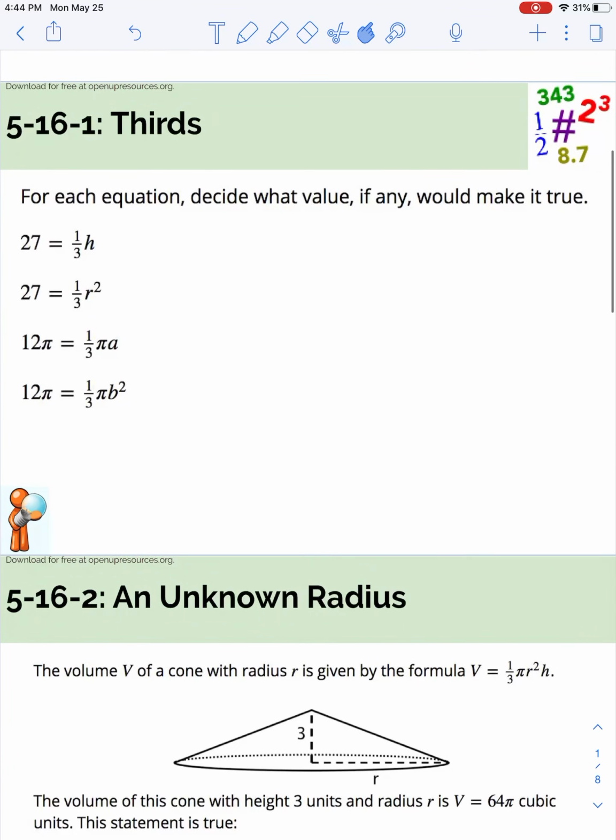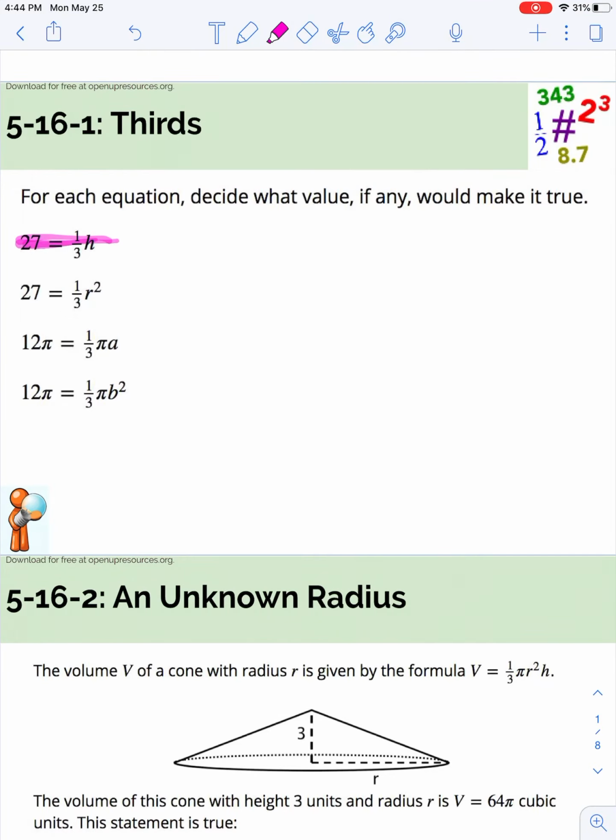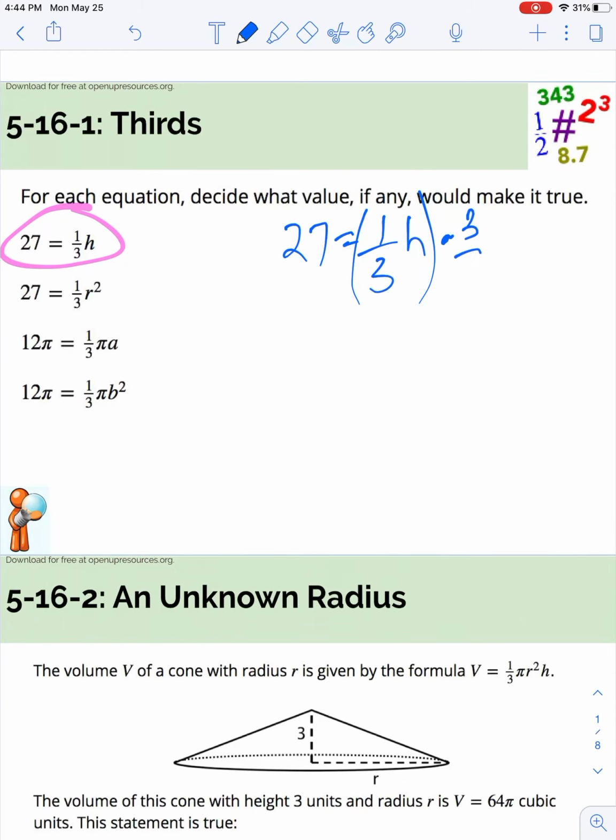Okay, for each equation, this is activity 1, decide what value, if any, would make it true. So pretty much what they want you to do, if we're looking at this one, is solve for h. So we got 27 equals 1/3 h. That means I'm going to multiply the whole thing by 3 over 1. That cancels out. H equals 81. Okay.